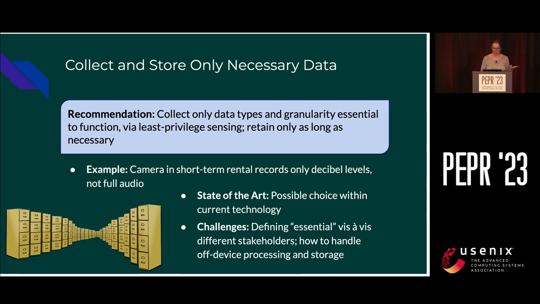Devices could also collect only those data types, or only the granularity of data type, that's necessary for their primary function, including least privilege sensing, and be set to automatically discard data once the purpose has been fulfilled. So for example, a smart camera in a short-term rental where the host wanted to make sure the guests weren't having parties could record decibel levels but not record full audio.